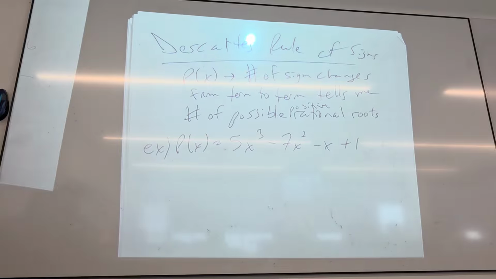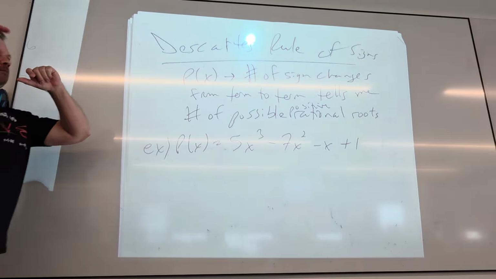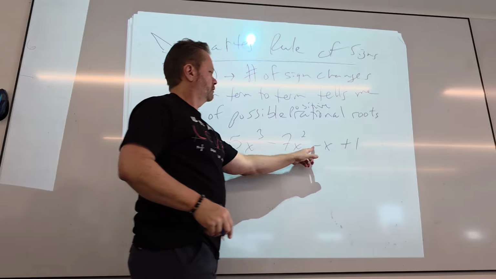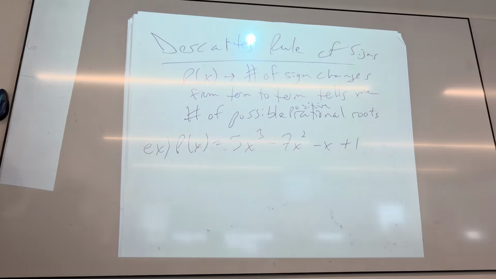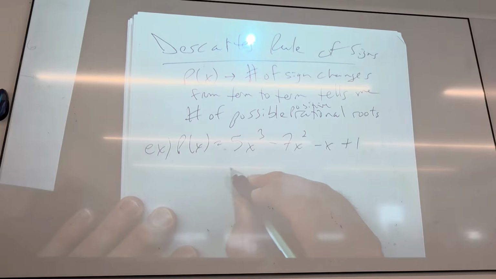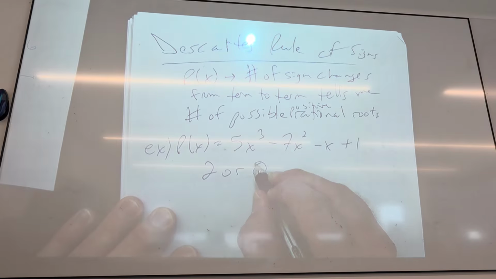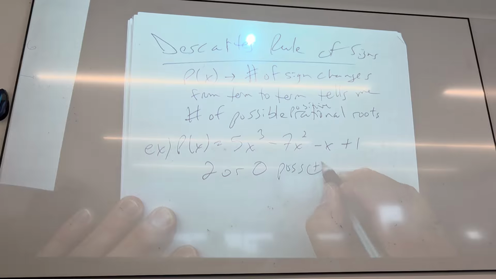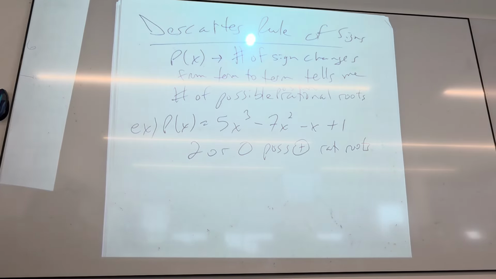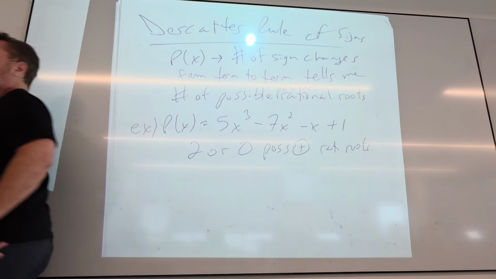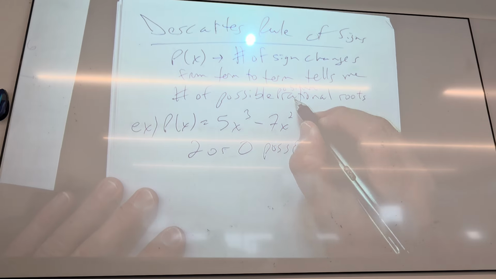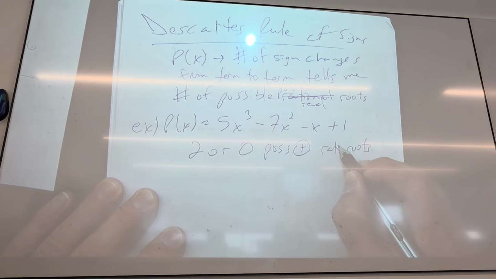how many sign changes are there from term to term? 2. Yeah, 1, 2. So how many possible positive rational roots? 2 or 0 possible positive rational roots. Oh, real roots, yeah. I'm doing it again. Real roots, okay.